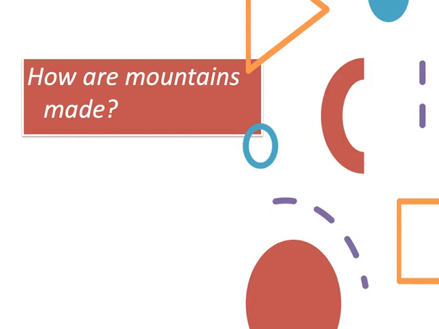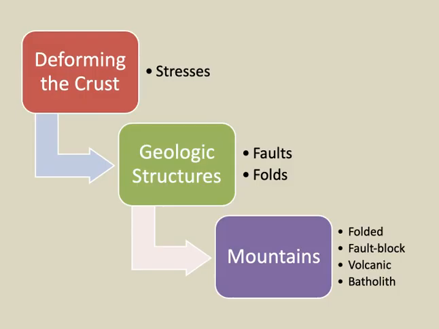How are mountains made? In order to answer this question, let's consider a chain of events that can result in making a mountain. Deforming the crust means changing the shape of a body of rock by bending and or breaking it. This happens when stresses are applied to rock, which typically happens along or near plate boundaries. Over time, stresses deform the crust into geologic structures like faults and folds. Through movement along faults and or the bending of rock underground, the crust can be pushed upwards to make mountains. Mountains are also made through volcanic activity, as we have recently discussed. We recognize four main types of mountains on Earth: folded, fault block, volcanic, and granitic batholith, or batholith mountains for short.